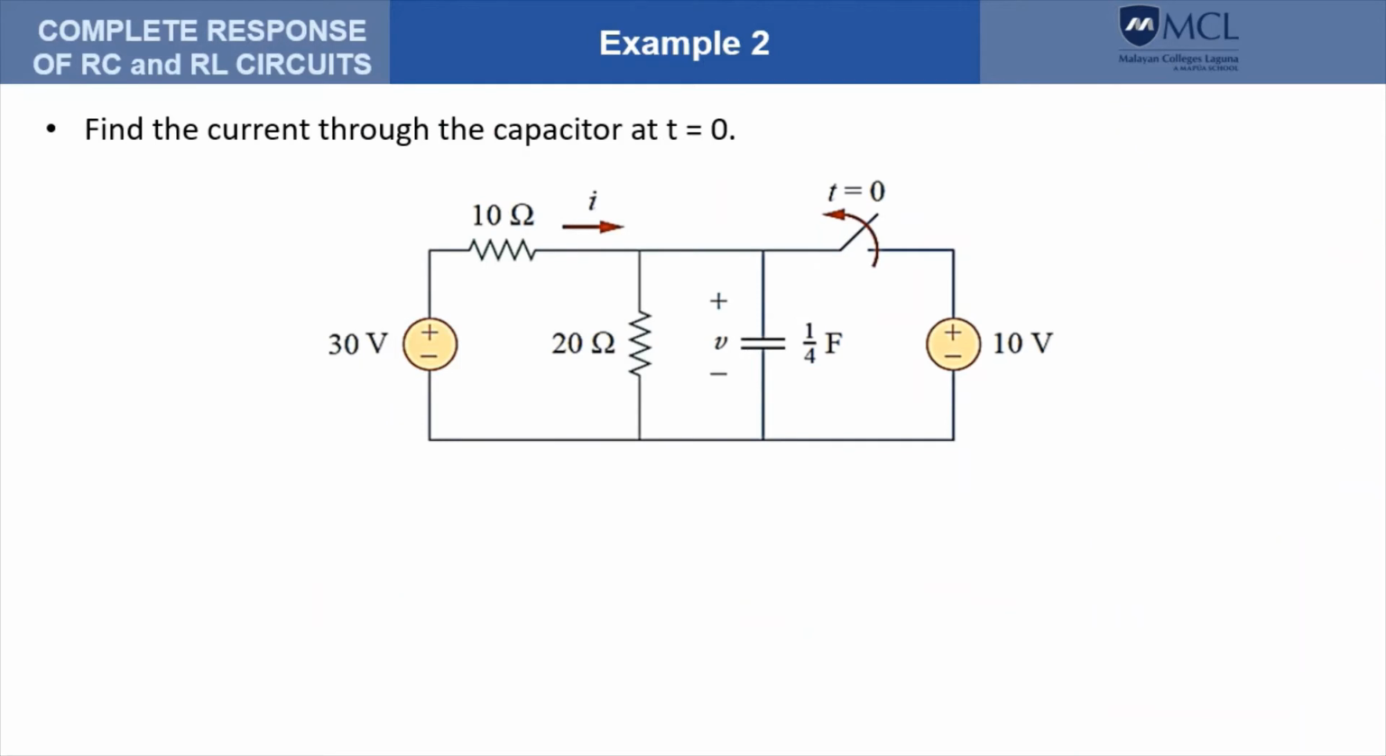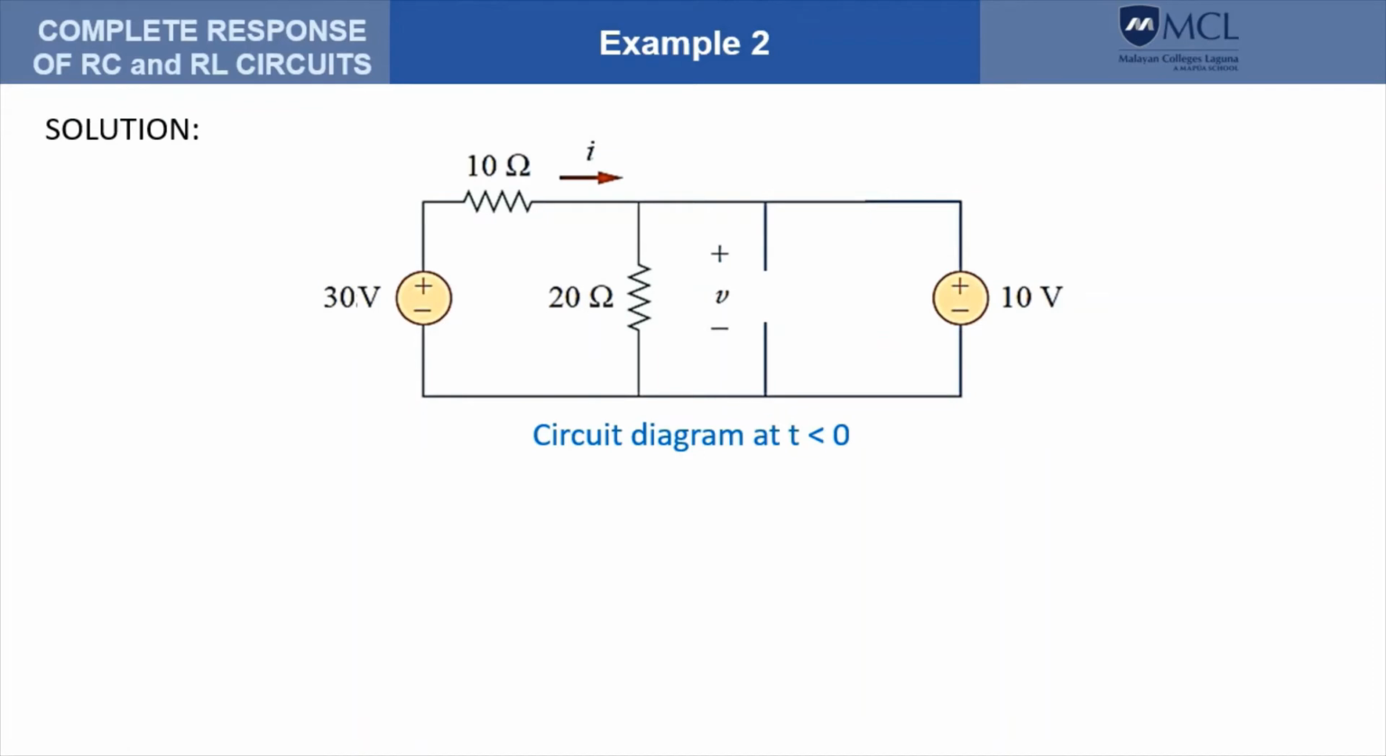In this example, we have again a network that contains a capacitor. Here we are asked to determine the current through the capacitor at t equals 0. So let's assume the current to be I sub C through the capacitor. Take note that this switch is closed before t equals 0 and the circuit is at steady state prior to the opening of the switch.